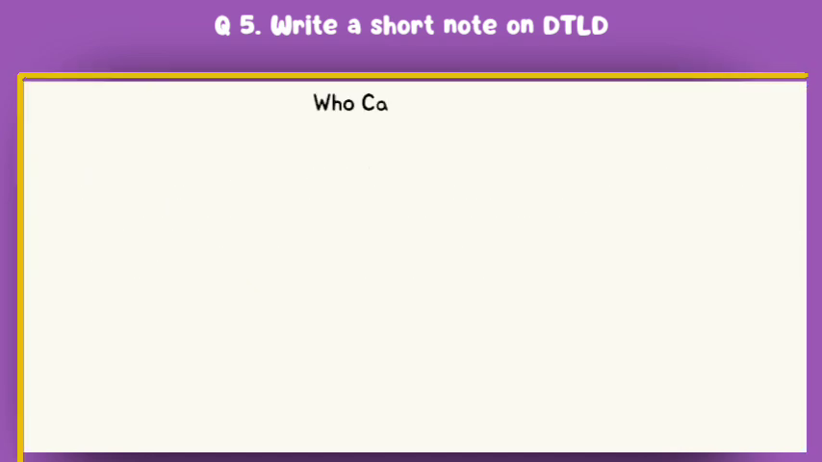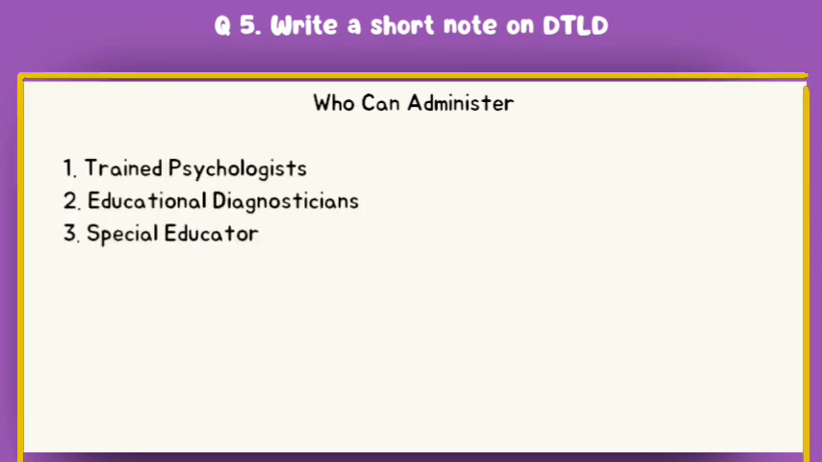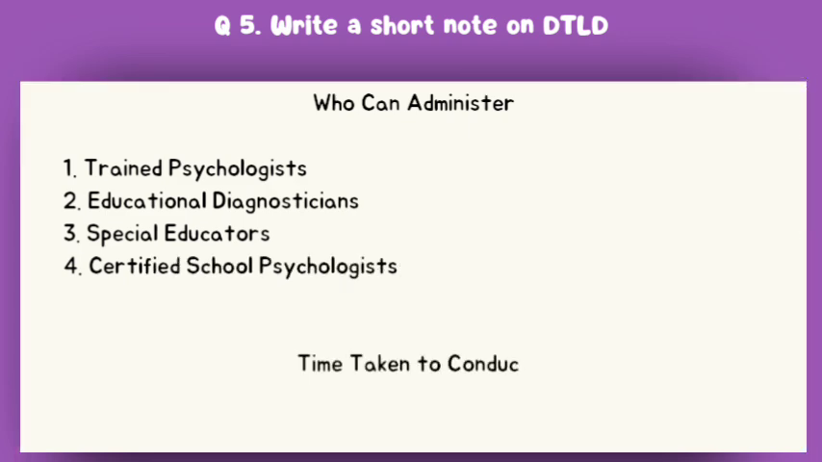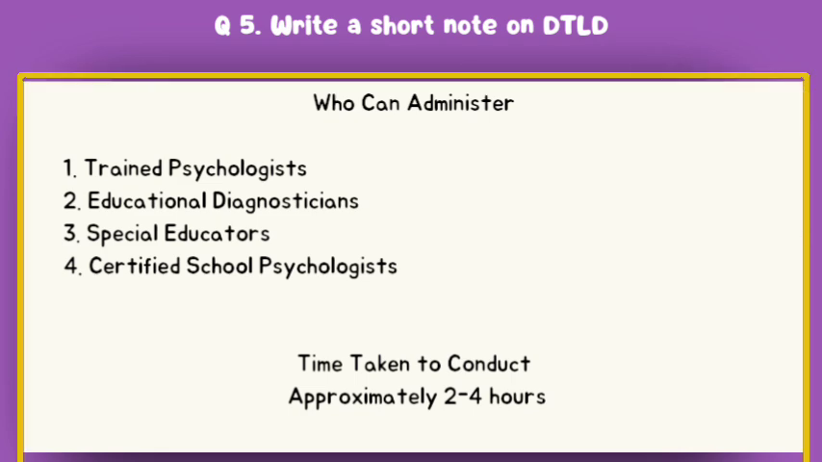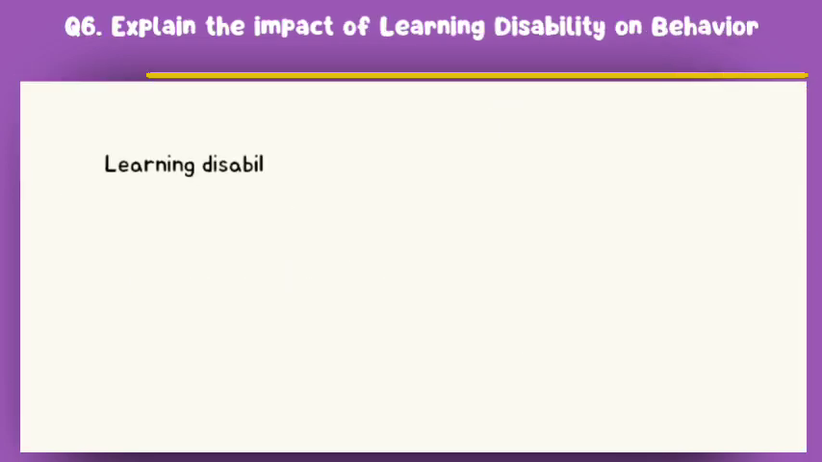Now, who can administer the test? A trained psychologist, special educator, educational diagnostician, and a certified school psychologist. The time taken to conduct is approximately 2 to 4 hours, depending on the individual's need and the specific subtests used. It may be administered in multiple sessions to avoid fatigue. Now let's see the next question.